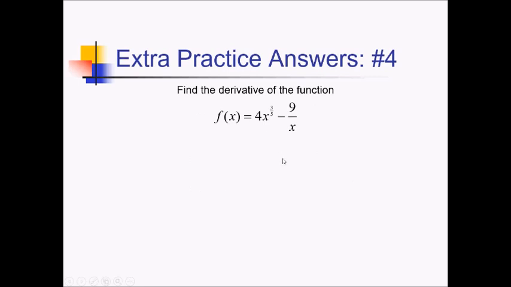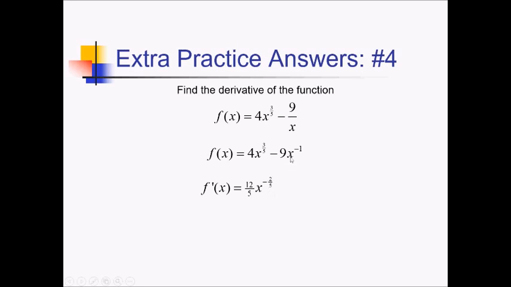For this problem, to find the derivative, I'm going to first rewrite this 9 over x as minus 9x to the negative 1. And now I can just go straight through and use the power rule on each of these terms because they have constants in the exponents. So for this first one, I've got 3/5 times 4, which is going to be 12/5. And then this is going to be x to the, well, 3/5 minus 5/5 because we're subtracting 1. So that's going to be the negative 2/5 power on x.